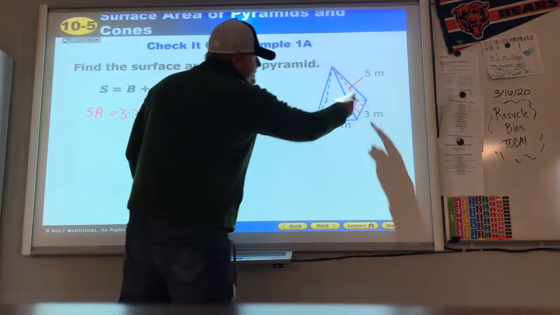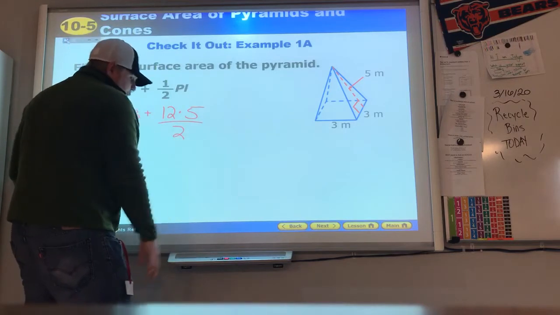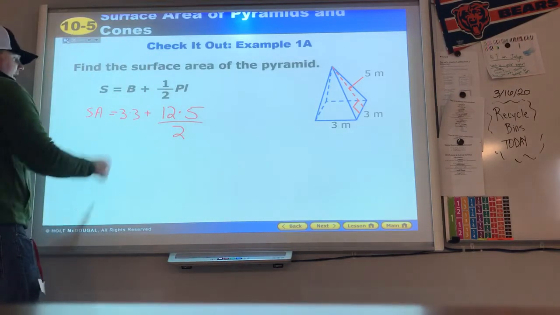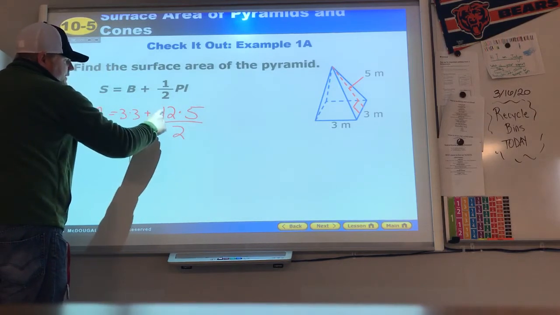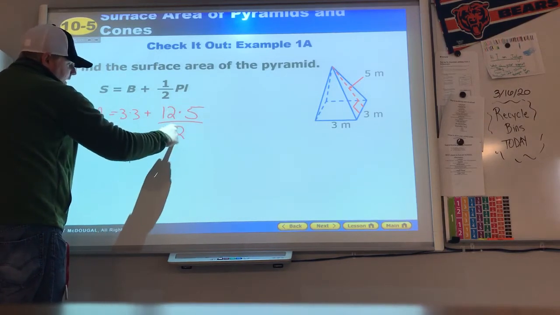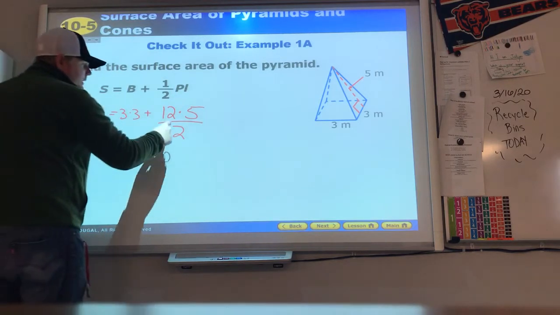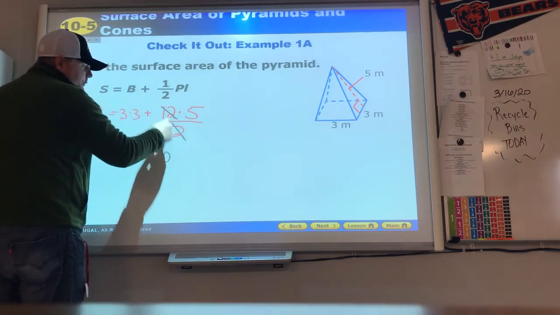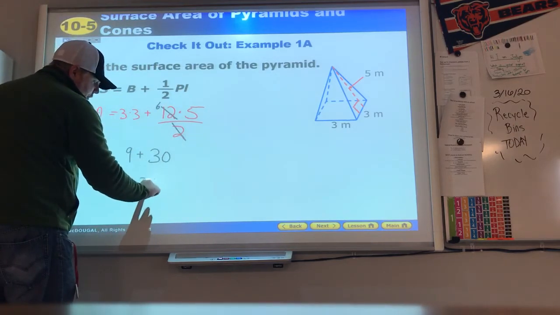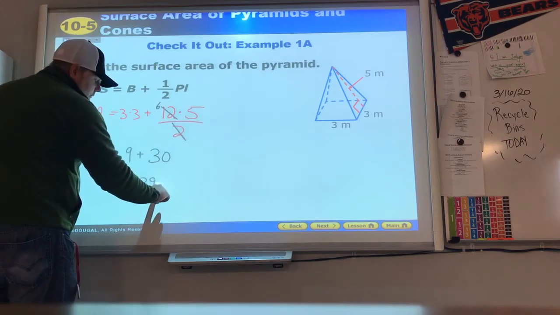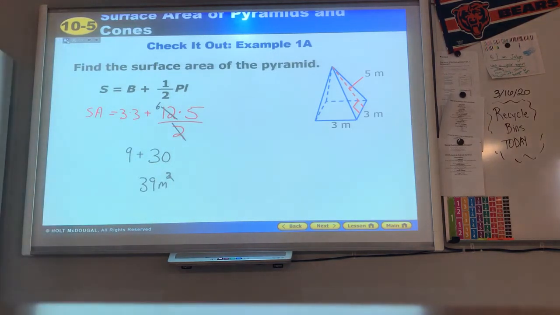Slant height is 5. And that's all divided by 2. I do my math. That's 9. I like to reduce, but 12 times 5 is 60. Divided by 2 is 30. Or you can reduce, divide by 2 for each of these. 6 times 5 is 30. 39 meters squared is your answer.